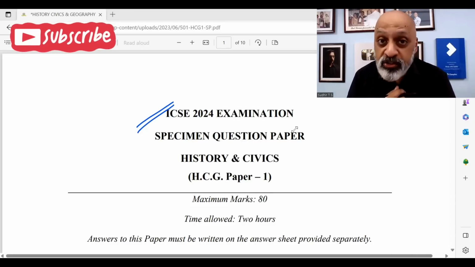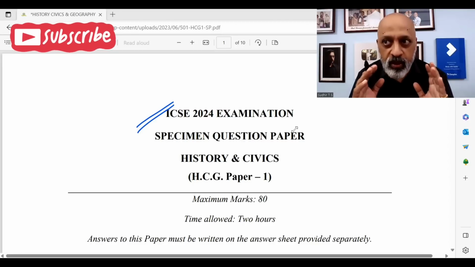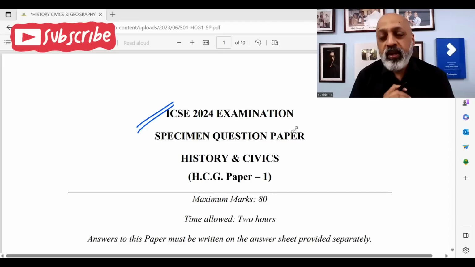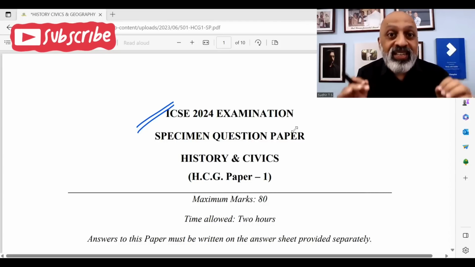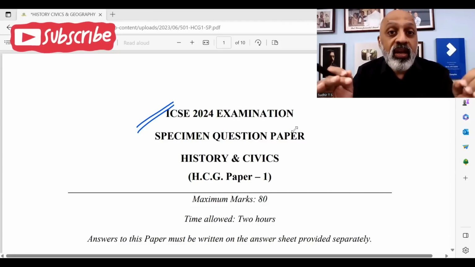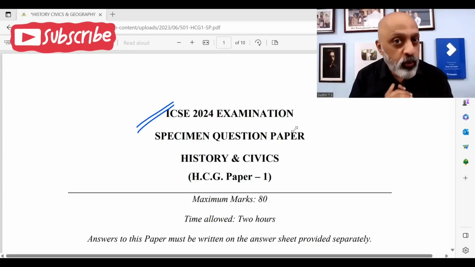ICSE specimen paper for History and Civics for 2024. भला मैं ये specimen paper क्यों दिखा रहा हूं? Because the good news is that the CISCE has finally decided to have critical thinking questions in the board paper starting 2024. And why am I saying it's good news?